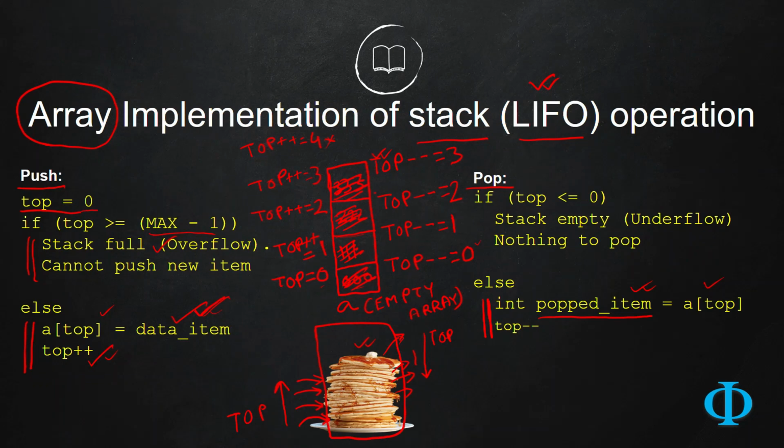Now when you want to pop another item, what will happen? Then it directly goes to this if code block, that is, if top is less than or equal to 0. The top value is already 0, so it will tell the user that the stack is empty, so there is nothing to pop from the stack. This type of condition in data structure terminology, we call stack underflow. So this is how you can implement the push and pop operations of a stack utilizing an array.